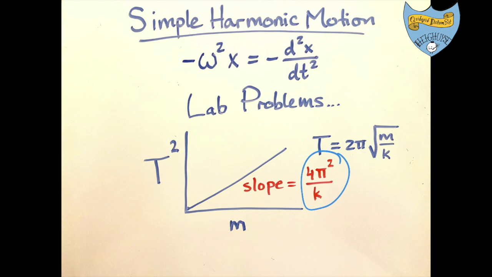To understand how we got that, imagine taking this equation here and squaring both sides. You're going to get this, the slope function here, times m on the right side. So that means if m is your x values, then 4 pi squared over k is your slope, because T squared is your y values.